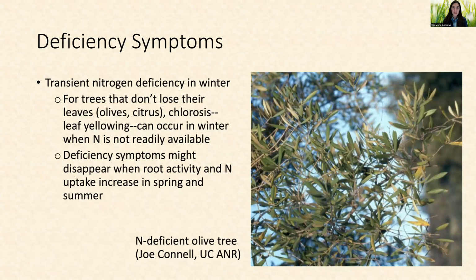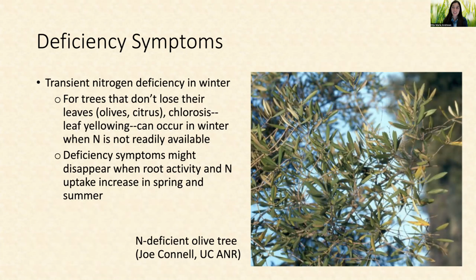It's also worth noting that sometimes you can get transient nitrogen deficiency in the winter. So for trees that don't lose their leaves, such as olives, as pictured here, but also with citrus, you're going to see that chlorosis or that leaf yellowing in the winter when nitrogen's not really that readily available. So there might actually be some nitrogen in the soil, but because the roots aren't actively taking it up, sometimes you can see these deficiency symptoms appear in the leaves.